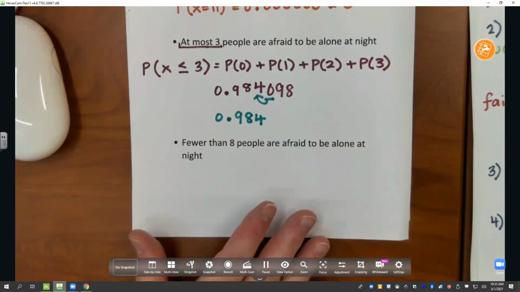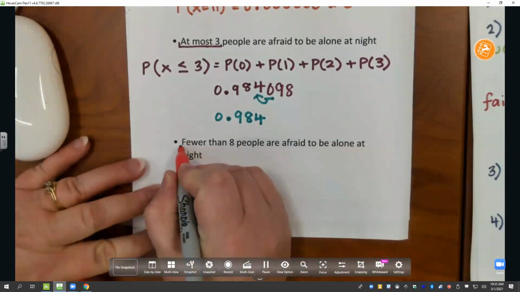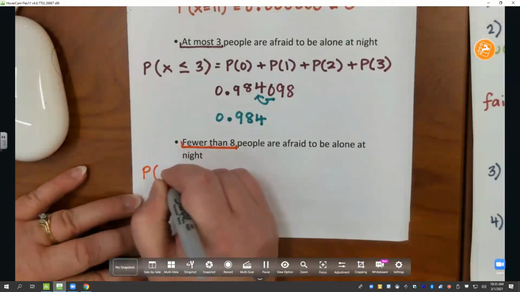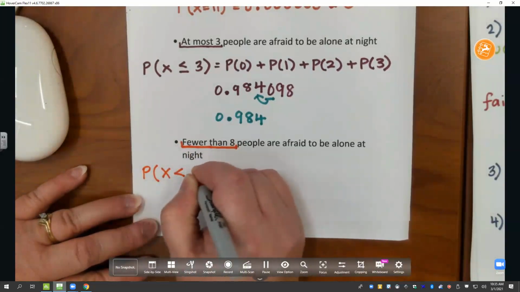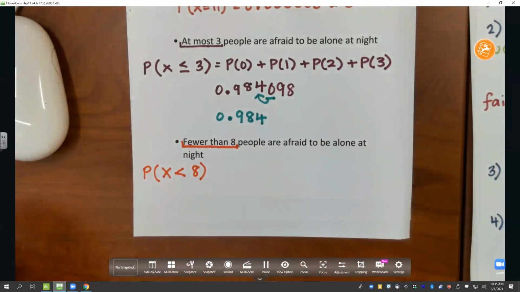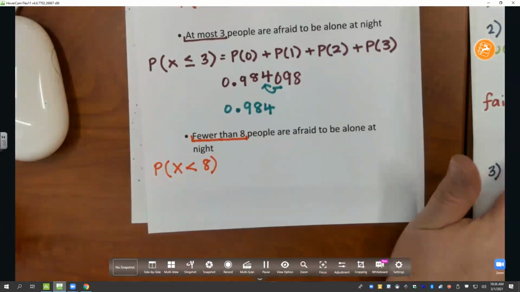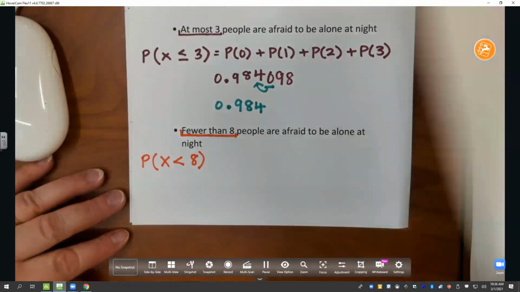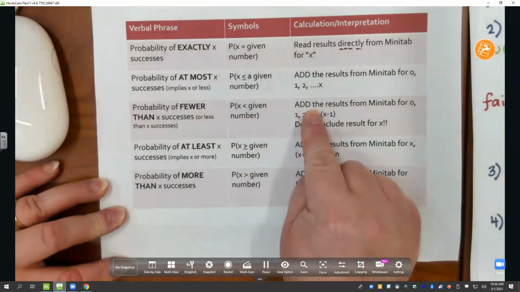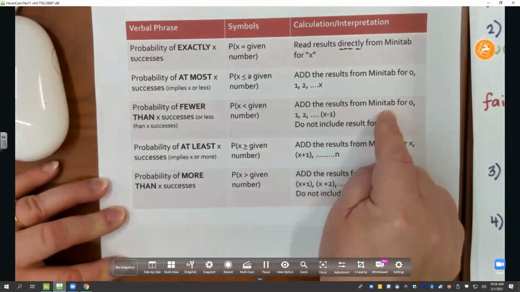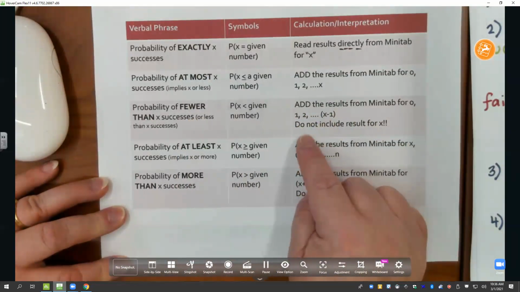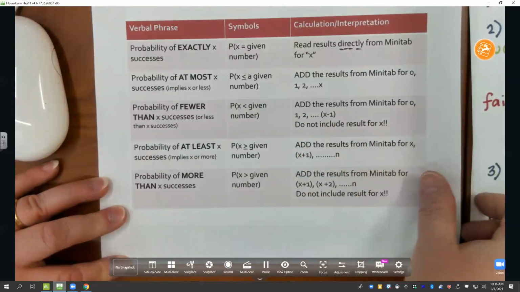And then the last example, again, trying to make sure you have one of all types so you'll have it to reference. We want fewer than 8. Fewer than implies it's less than, but it can't be equal. So fewer than is simply like saying less than 8. So going back to my table, finding fewer than, it says add the results from Minitab for 0, 1, 2, all the way to X minus 1. Again, we don't include the result for X.